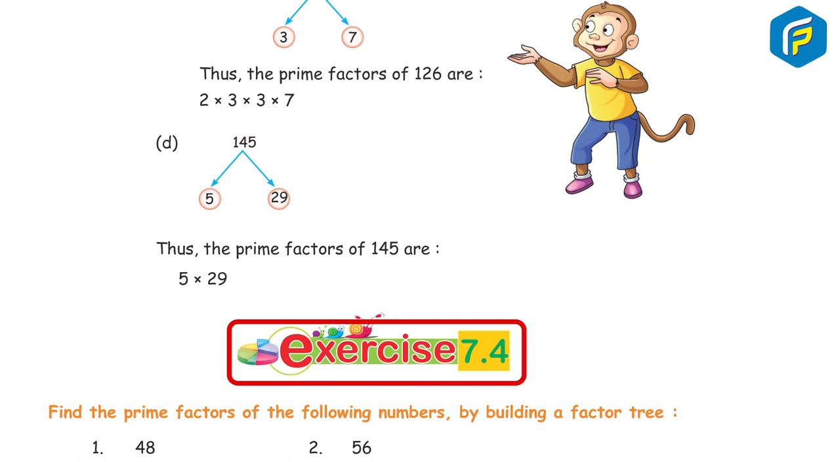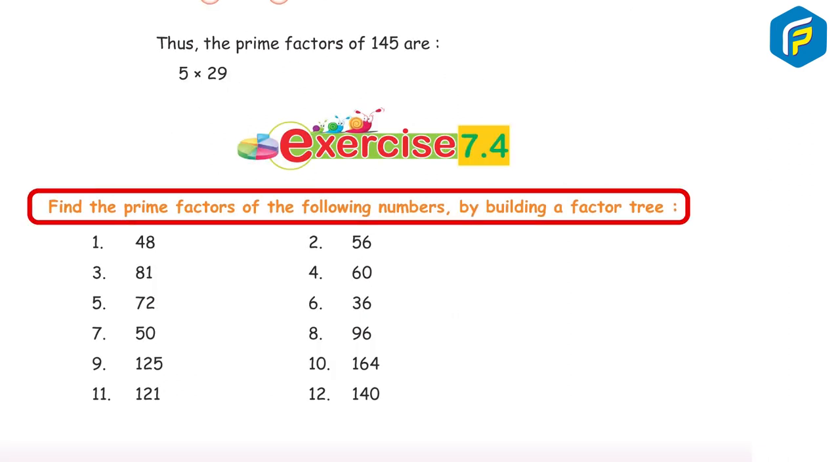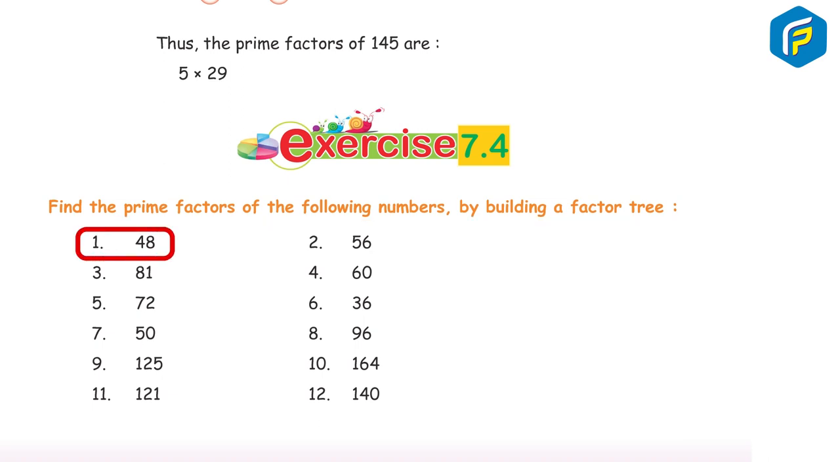Exercise 7.4. Find the prime factors of the following numbers by building a factor tree. 1. 48: 2 into 2 into 2 into 2 into 3. 2. 56: 2 into 2 into 2 into 7. 3. 81: 3 into 3 into 3 into 3. 4. 60: 2 into 2 into 3 into 5. 5. 72: 2 into 2 into 2 into 3 into 3. 6. 36: 2 into 2 into 3 into 3. 7. 50: 2 into 5 into 5. 8. 96: 2 into 2 into 2 into 2 into 2 into 3.